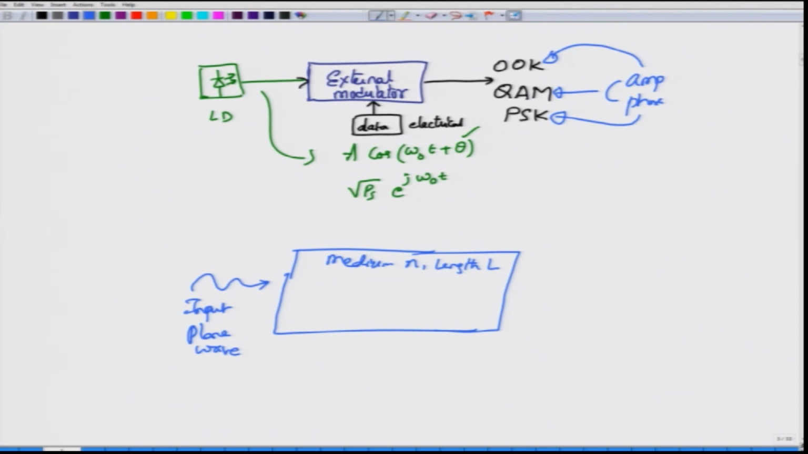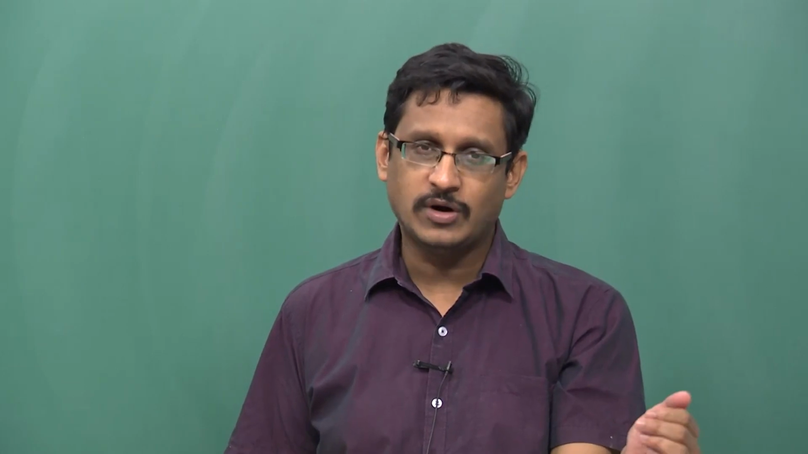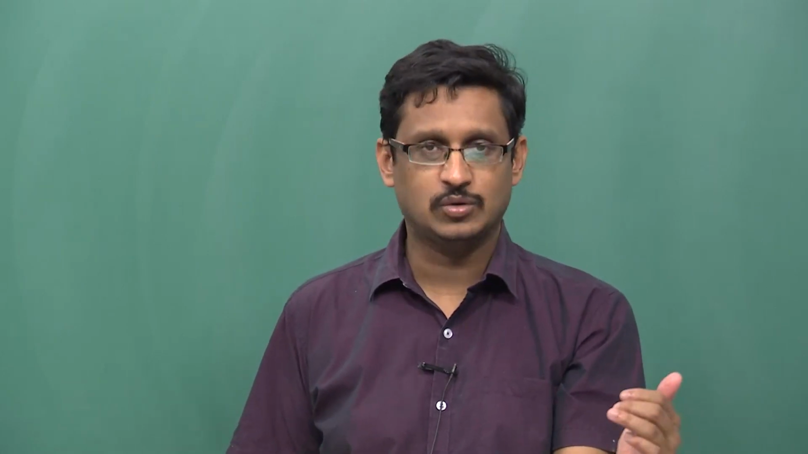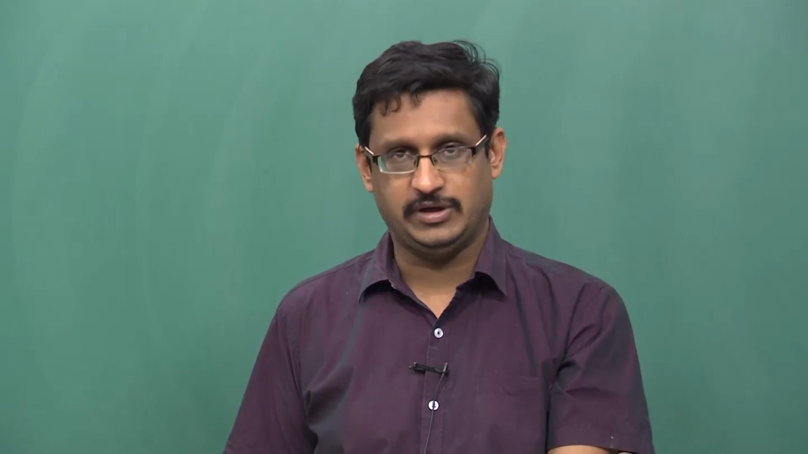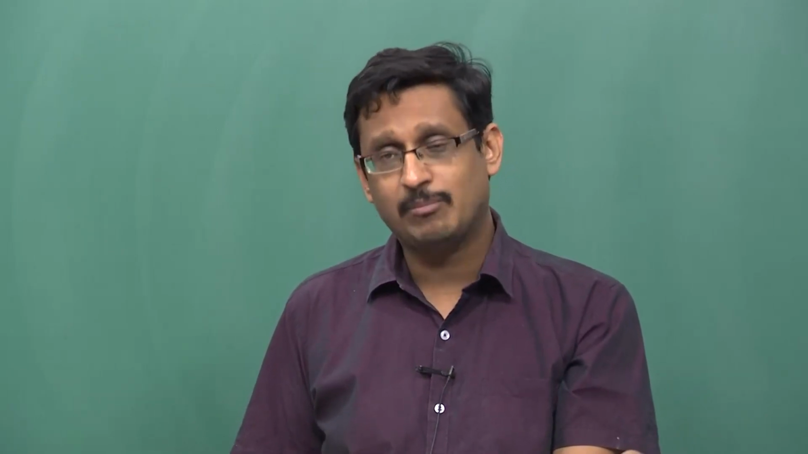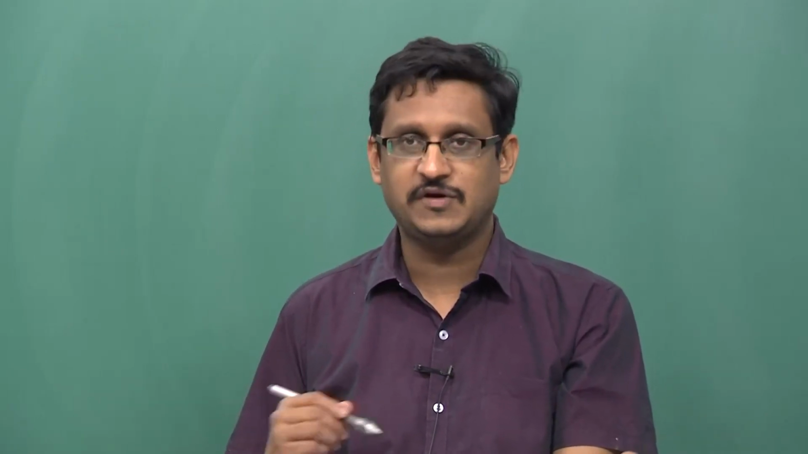And I teased you in the last module saying that in the direct modulation case, it is the power that is the simplest variable to control, and therefore, on off keying is the most simple modulation technique that is possible. But what is the simplest variable to control when it comes to an external modulator? It turns out not the amplitude, but the phase.